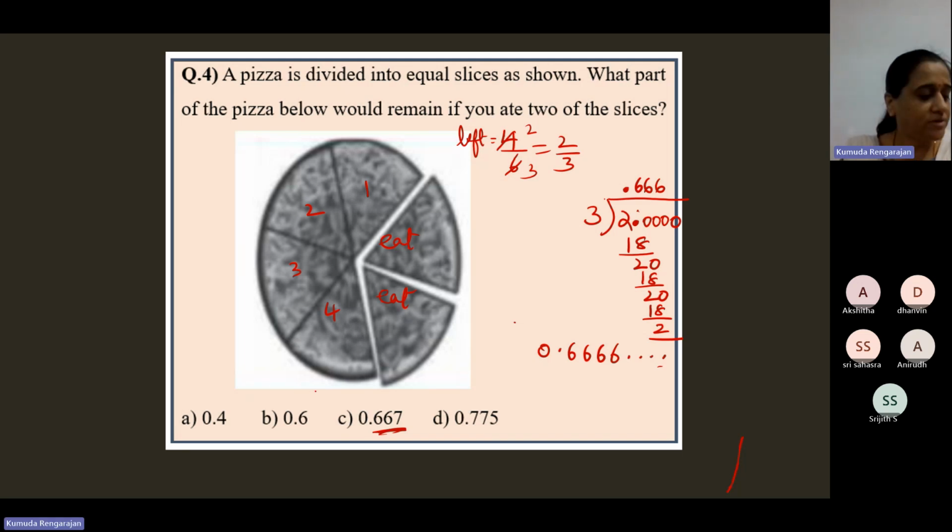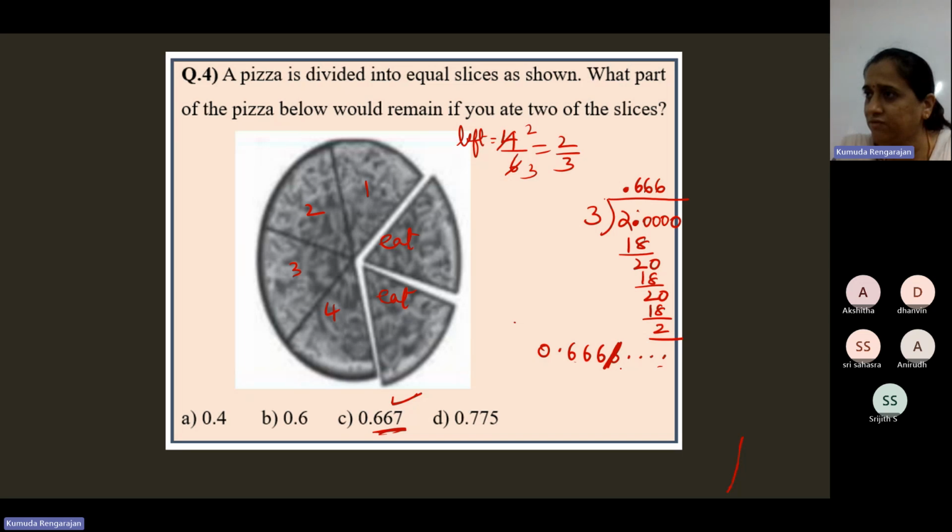Now, in the options, you don't find this answer, 0.6666 going on forever. They all look like terminating decimals. So what you should do is look at all the options. You know this is the correct option because it is 0.667, the closest option. How do you get that? Just write four 6s, take away the last 6.